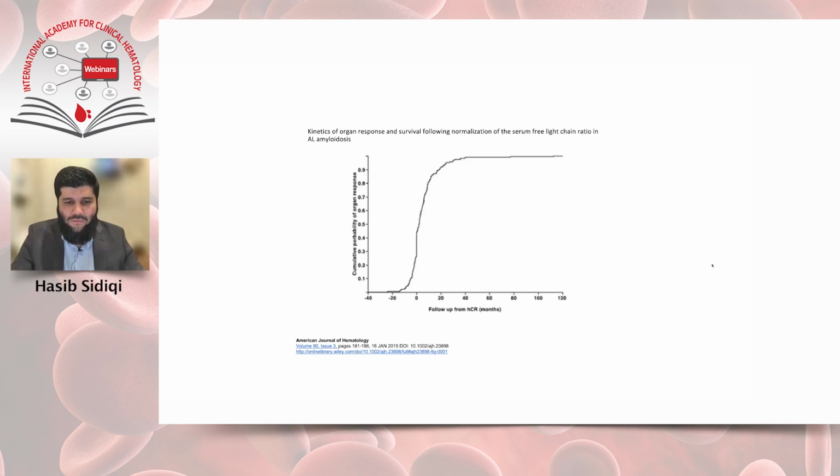And so we are often faced with a patient that has significant cardiac or renal dysfunction. We've started them on therapy, their light chains have normalized, but the organs have not improved. As long as we've achieved a deep response, it's important to give the patient time to see that organ response manifest.